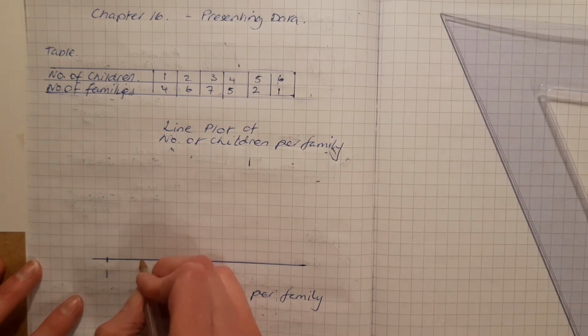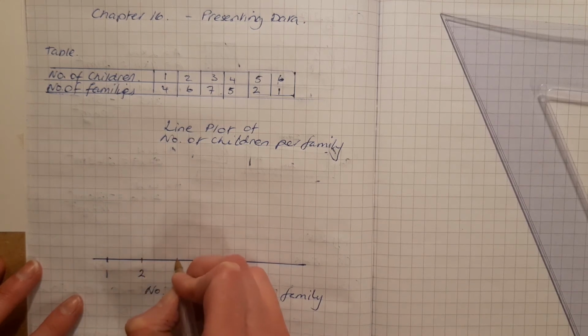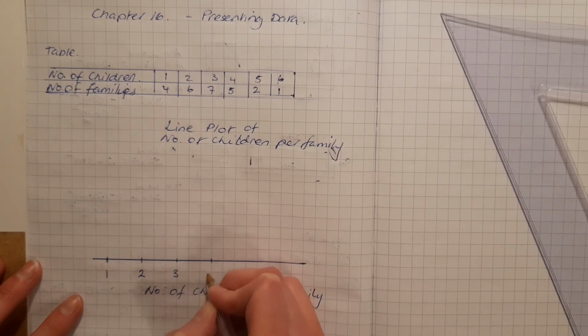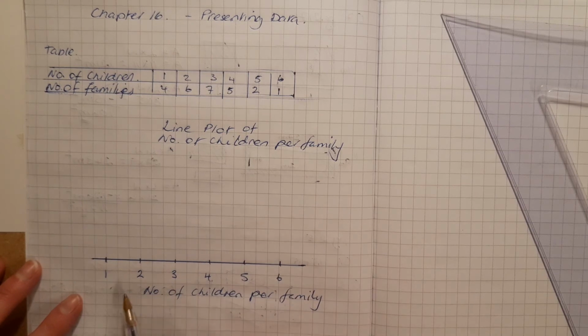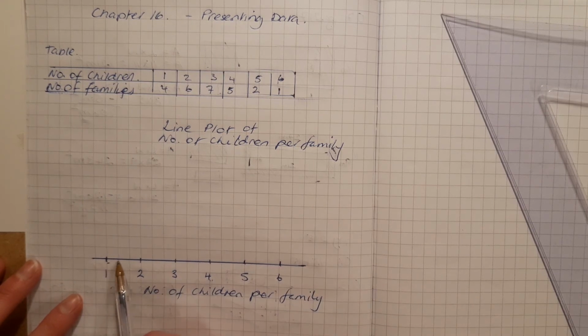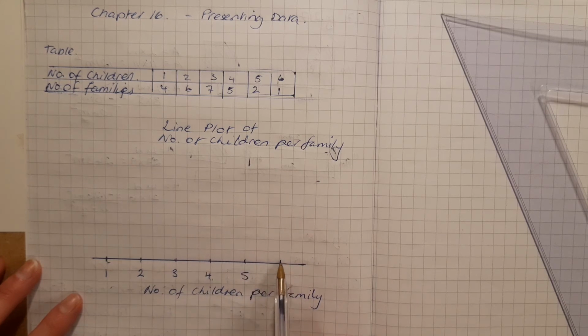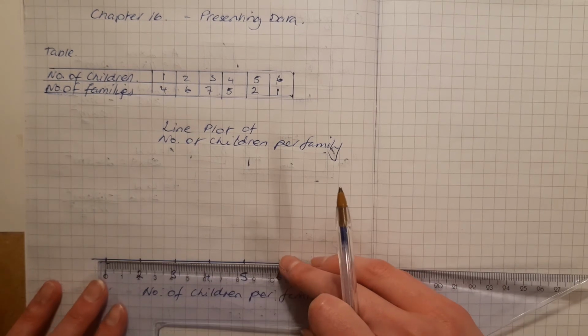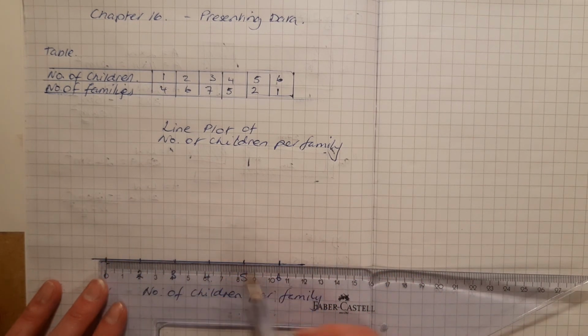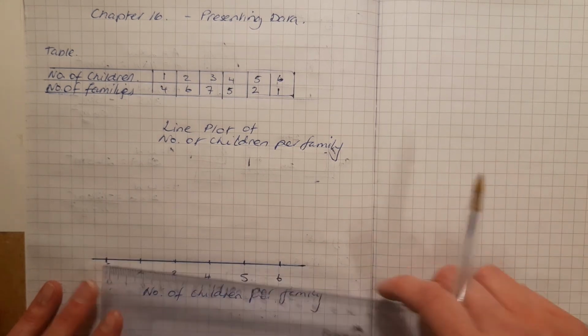So 2, 3, 4, 5, 6. Notice that I've kept an equal space, 3 boxes, 3 boxes, 3 boxes, 3 boxes, 3 boxes. If you're using a normal copy and you don't have squared pages, just pick a regular measurement, like every 2 centimeters. That'll keep it nice and even for you.